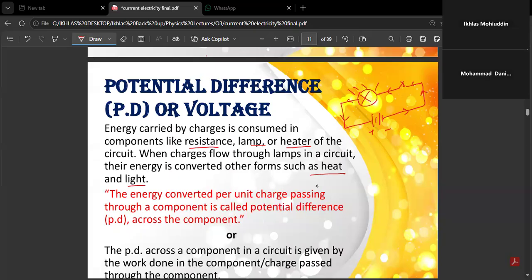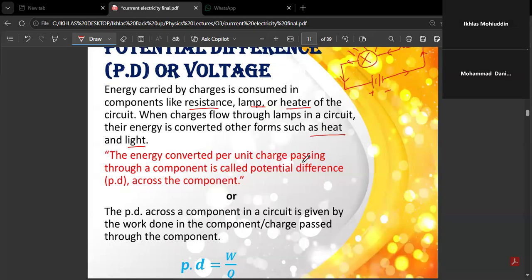So how can we explain this? The energy converted per unit charge passing through a component is called potential difference across the component. How can we explain this definition? Like the energy supplied to move 1 unit of charge through the circuit. Yes, when charge passes through the lamp or any load, the voltage drop on that particular component will be the potential difference of the component, or the PD.